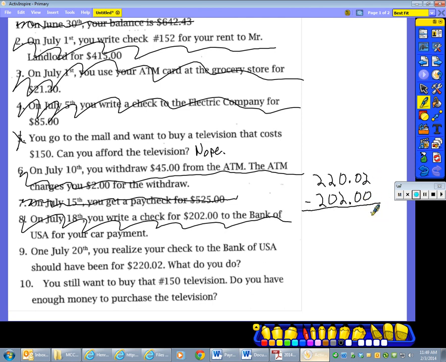So 2 minus nothing is 2. 0 minus nothing is 0. I need to borrow from the 2, makes that a 1, makes that a 10. 10 minus 2 is 8. 1 minus nothing is 1. 2 minus 2 is nothing. So in other words, I need to make sure that I send them another check for $18.02.